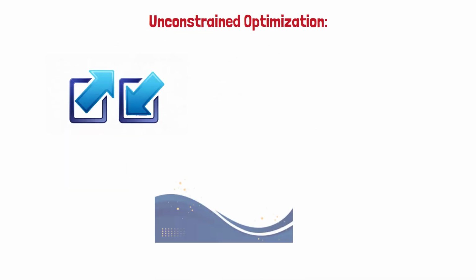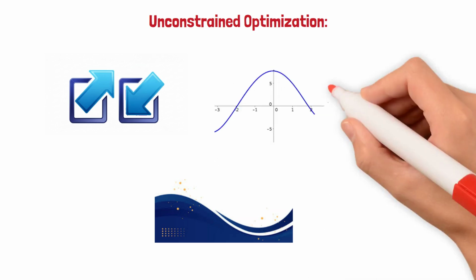Unconstrained optimization. Sometimes we just want to minimize or maximize a function without restrictions. For example, finding the lowest point of a curve using derivatives.